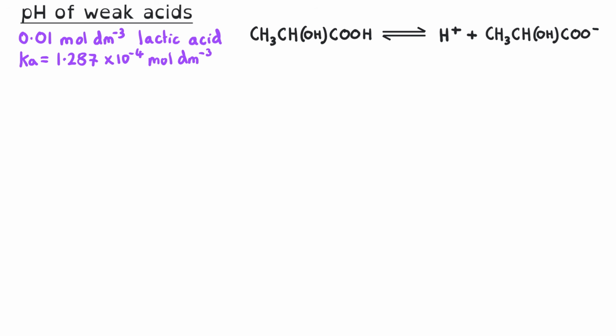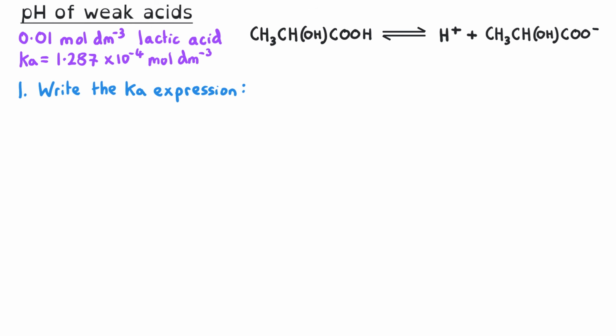I'm starting with lactic acid, which has a concentration of 0.01 moles per decimeter cubed and a Ka of 1.287 times 10 to the minus 4 moles per decimeter cubed. The acid dissociation equilibrium shows the lactic acid formula on the left-hand side, and then hydrogen ions on the right-hand side, along with the conjugate base.